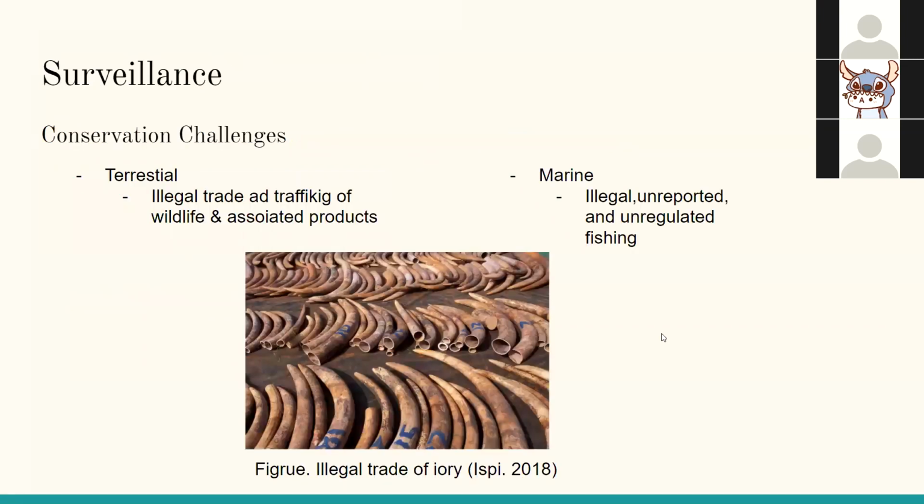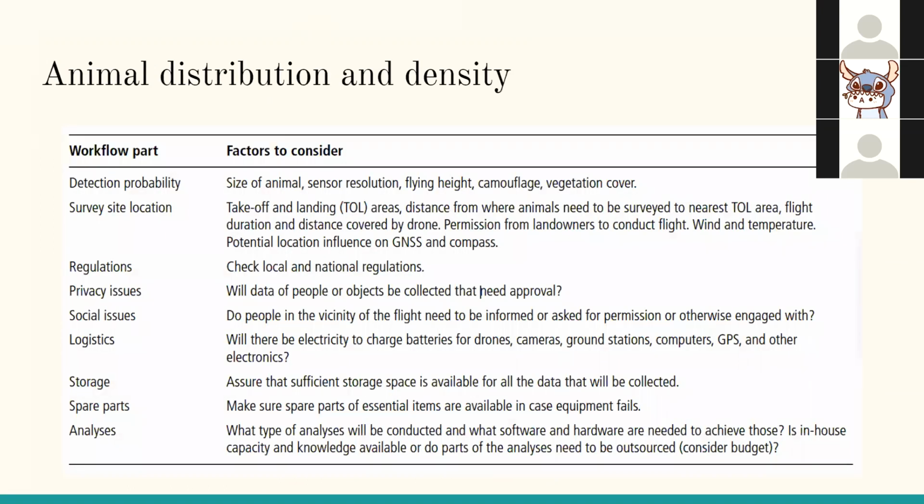So one of the most pressing conservation challenges in recent decades is the illegal trade and trafficking of wildlife and associated products, as well as unregulated fishing. Therefore, it is important to collect accurate and precise data on animal distribution and density so that population sizes can be estimated. Here in the table are the workflow considerations.